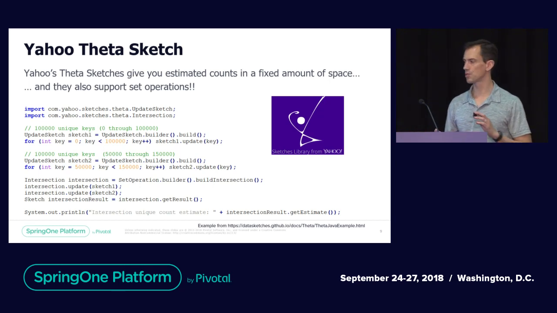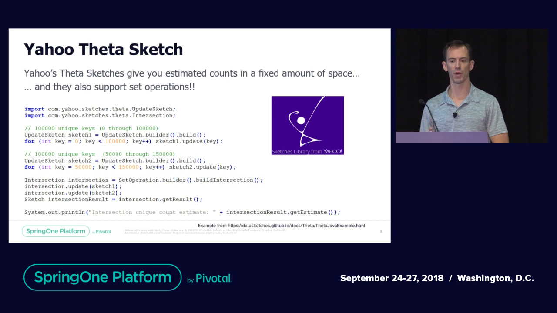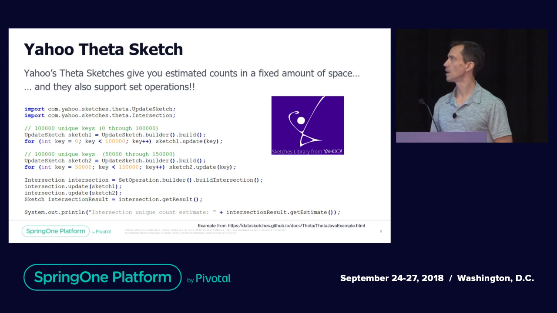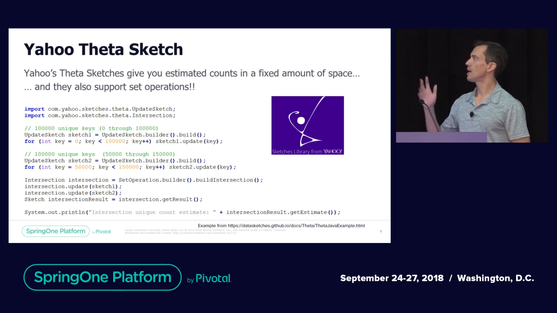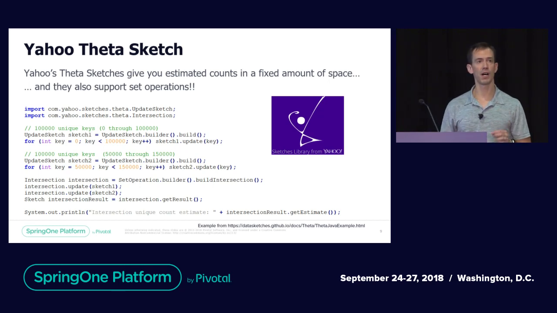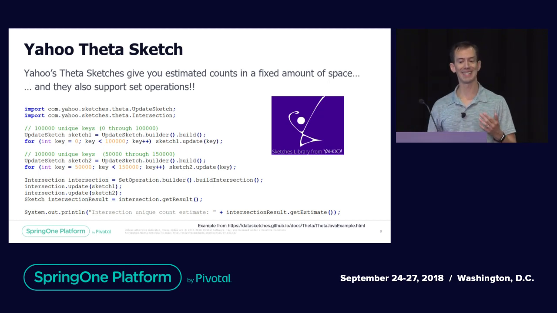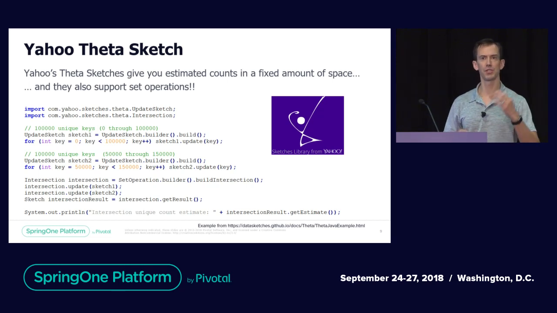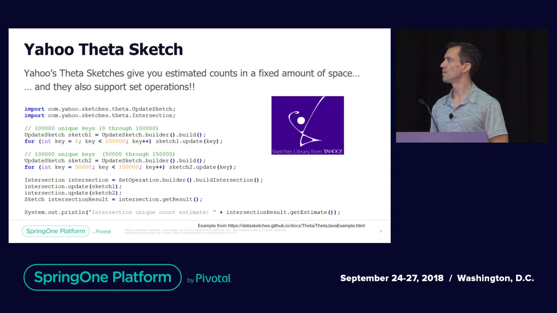Now there's a bunch of different probabilistic data structures out there. HyperLogLog is one that we've used. We also use Bloom filters elsewhere. The one that we ended up using for this project is the Yahoo Theta Sketch, developed by the folks over at Yahoo. This gives you an estimated count in a fixed time and space, but most importantly for us, it supports set operations. So that means we can perform all of those intersections, unions, all of those kinds of things that we need for this.